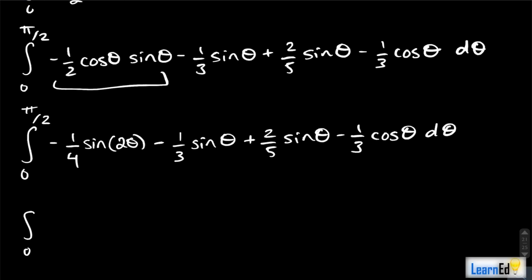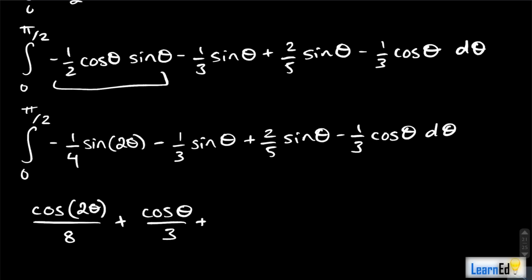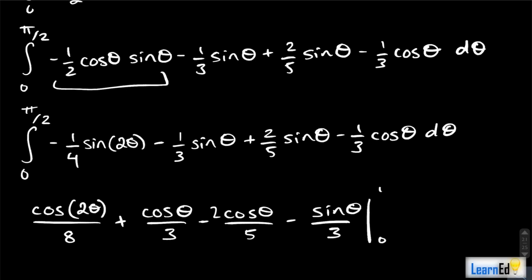Okay, and integrating here, we will get a cosine of 2 theta over 8, minus, well, actually plus cosine theta over 3. We'll get plus, no, we will not. Messing up the signs. 2 cosine theta over 5, and then we'll have minus a sine theta over 3, evaluated from 0 to pi over 2.